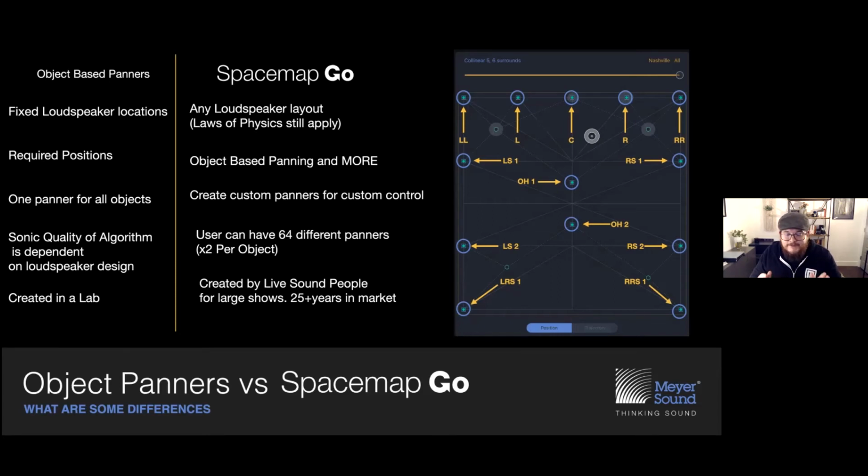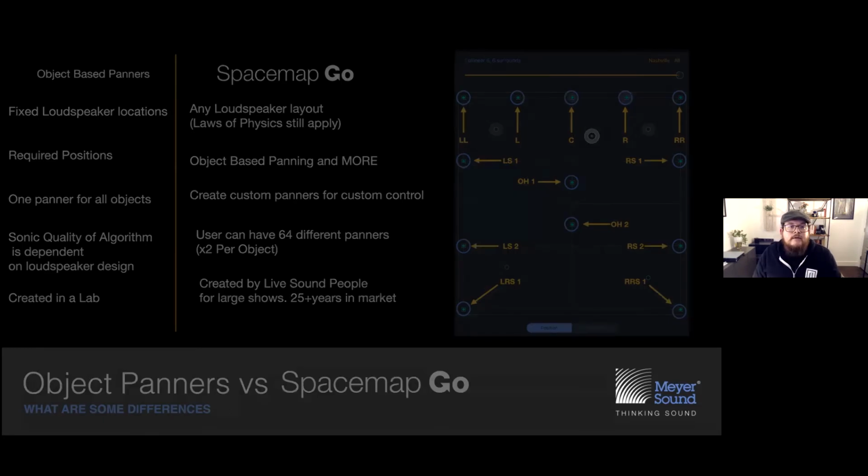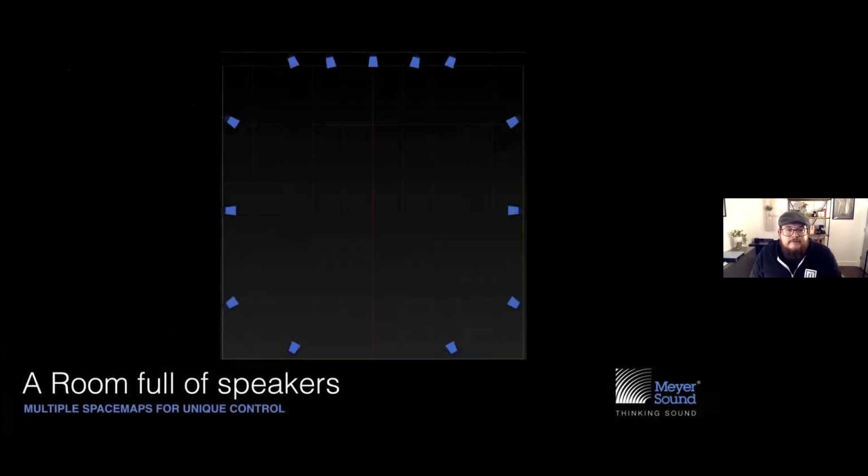The difference between us that is fundamental is the Spacemap algorithm was literally created in a theater. And it's been in the market for 25 years. So we have 25 years of experience of how this should work in live sound environments. Let's do some examples, and then the rest of the time we'll open up to questions.